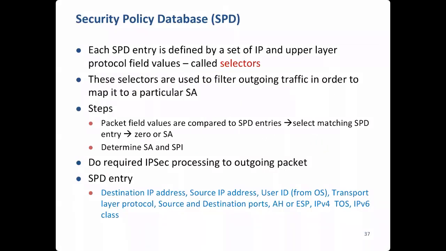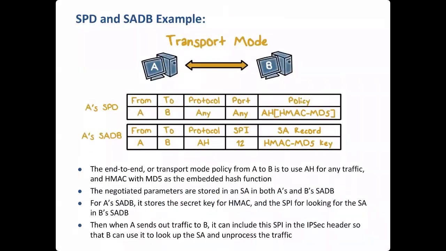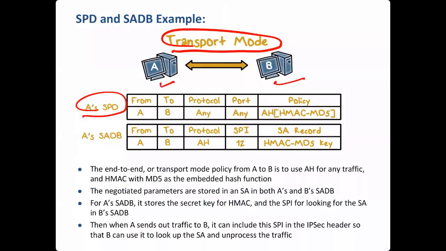So security policy database has a lot of policies. It's defined by a set of IPs and upper layer protocol fields called selectors. Okay. So for example, in security policy database, now we are using transport mode between A and B. Security policy database will define between A and B: if packet is going from A to B, then you can use any protocol, you can use any port, and however, you will have to use AH, only authentication.